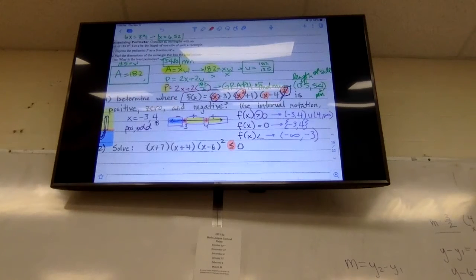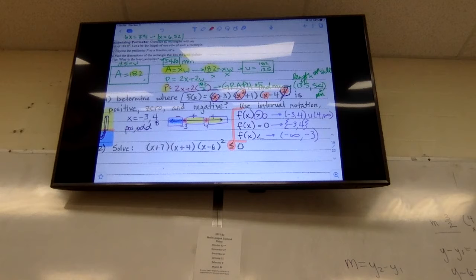Okay, so steps, we found zeros. We did positive, negative, even, odd. And then we did a number line graph to see where it was positive or negative. And then you may have to do all of these. You may only have to do one. You ready to do another one?